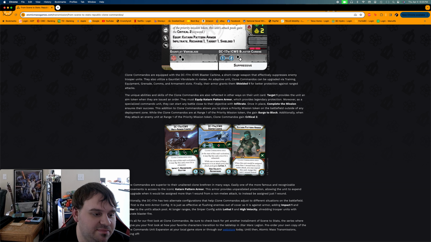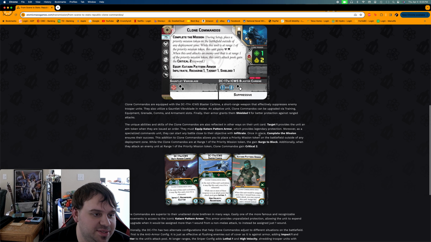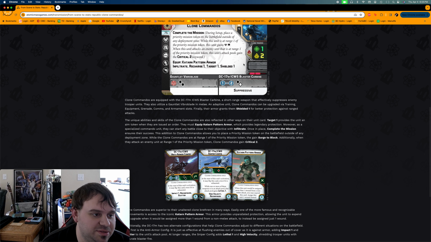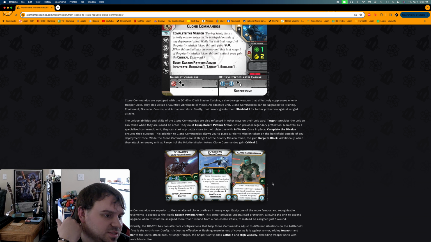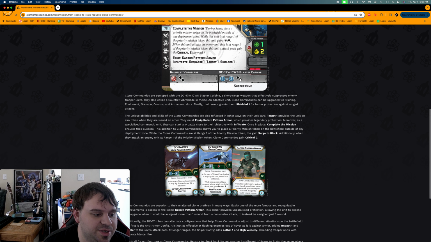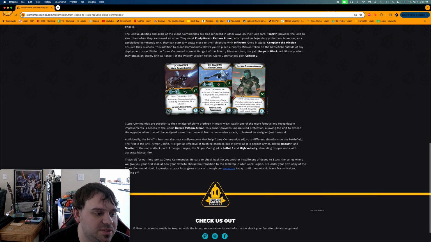And you have the Katarn pattern armor to kind of keep you, so, I mean, the fact is that you're shielded. You get those shields, and then they're gone, and then you can use your shield, and your shield comes back, recharge 1, so you can recharge your shield, so that's really great. The armor provides unparalleled protection, allowing you to expend an upgrade when it would be assigned more than one wound, and so, sweet, it's just assigned 1, so it can just hit your shield, that's really good.